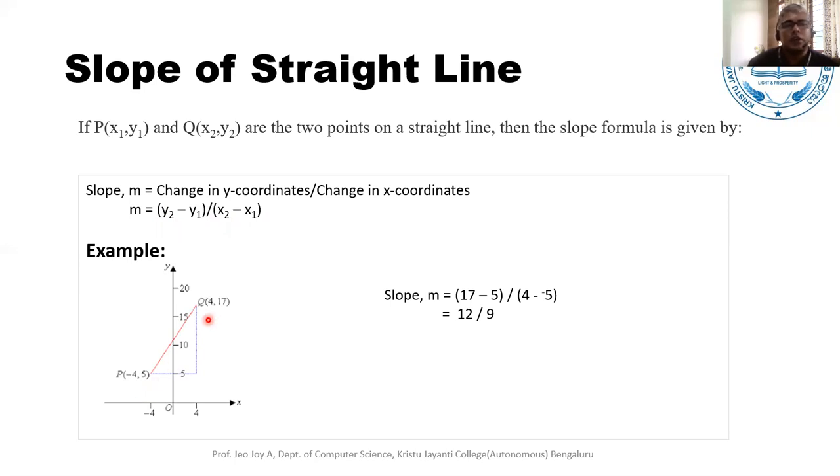In this diagram, you have x1, y1 as negative 4, 5 and x2, y2 as 4, 17. If you calculate the slope, the numerator is y2 minus y1, which is 17 minus 5, divided by the denominator x2 minus x1, which is 4 minus negative 4, not 5, negative 4. So the slope will be evaluated as the ratio you get from there.